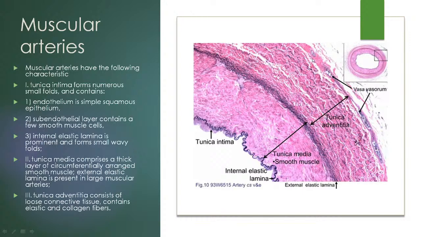And Tunica Adventitia. Tunica Adventitia consists of loose connective tissue, contains elastic and collagen fibers, blood vessels, vasa vasorum, and nerves.